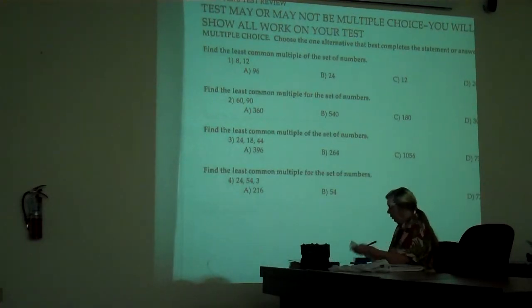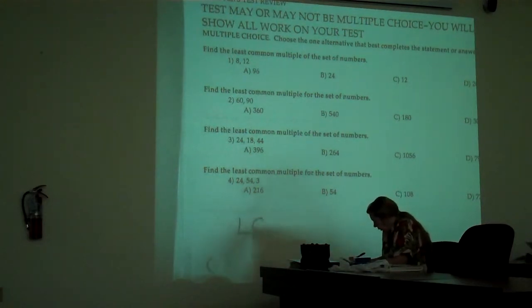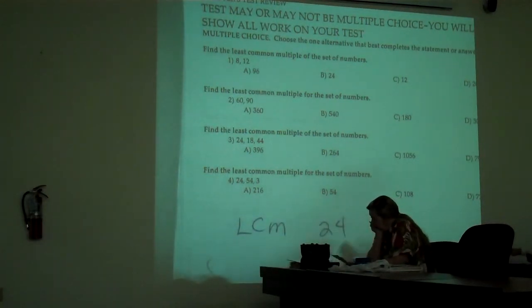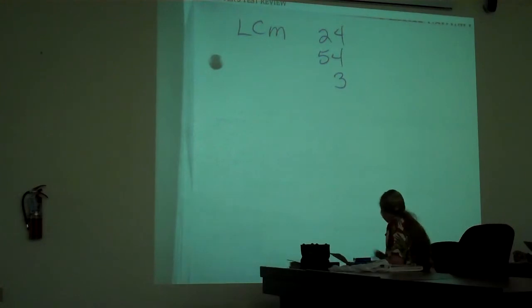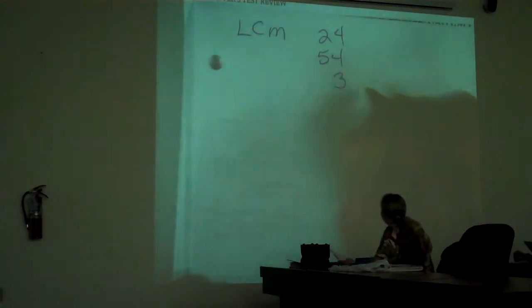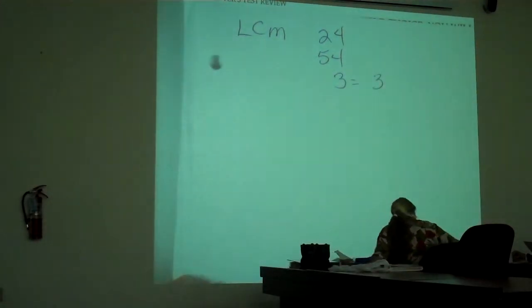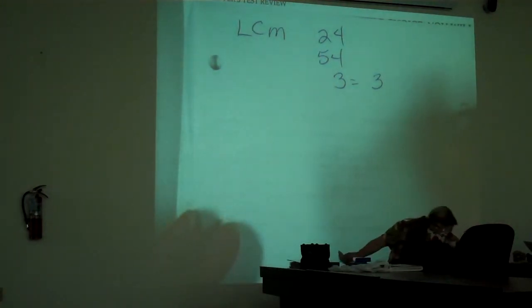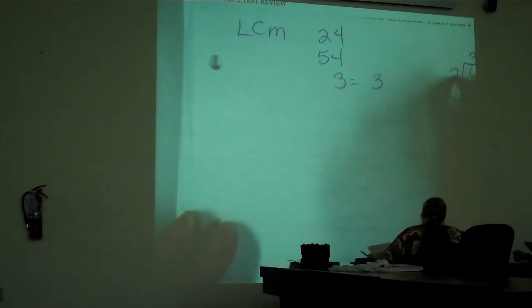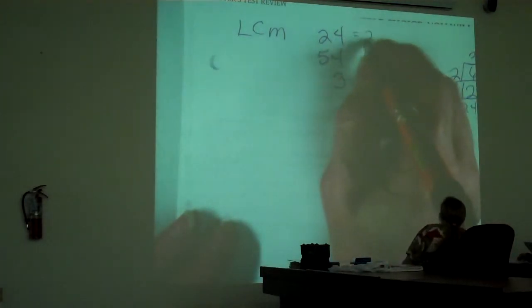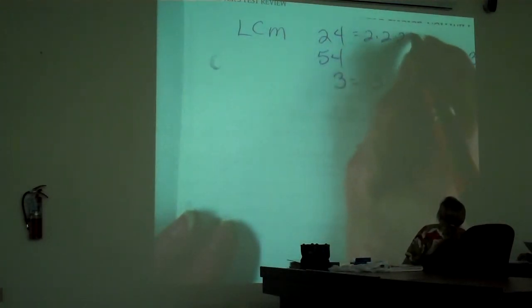Number 4. You want to find the least common multiple, 24, 54, and 3. Okay. So prime factor, 3 is 3. That's already prime factor. Okay, 24 divided by 2 is 12, divided by 2 is 6, 6 divided by 2 is 3. 2, 2, 2, 3. 3 2's and a 3.